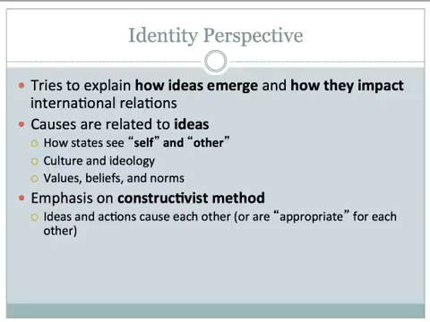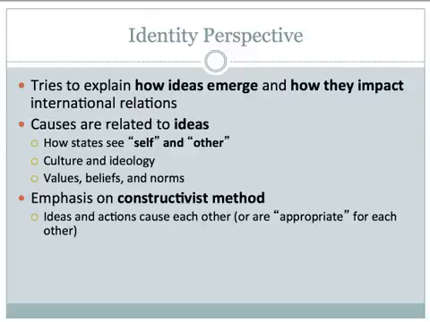Our third perspective is the identity perspective, and this is also quite interesting. The identity perspective tries to explain how ideas emerge and how they affect international relations. So, they relate causation to ideas. So, what causes problems in international relations? Well, these are related to ideas that are internal.